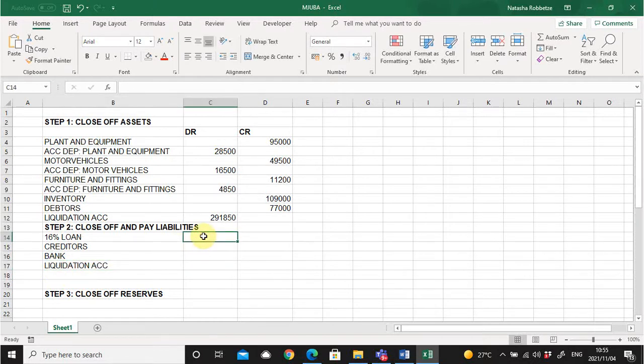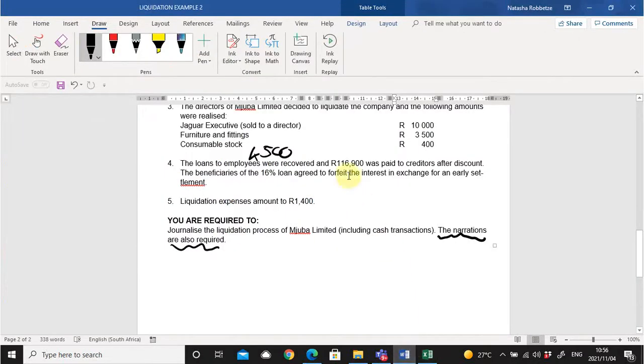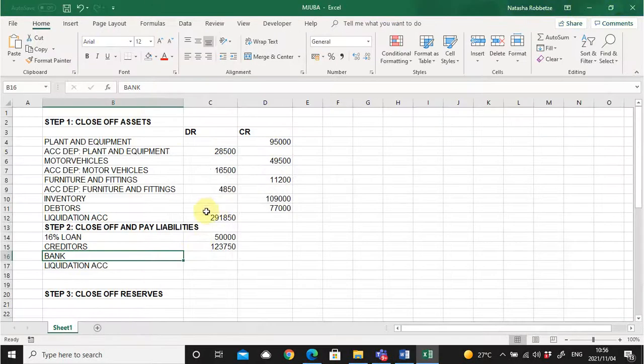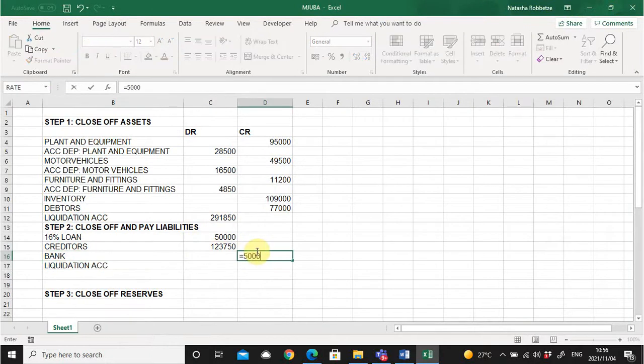All right, so the loan, I'm just looking at my question now, was a total of 50,000. The creditors in the balance sheet was a total of 123,750. Then for the bank account, what did we pay? If I go back to the question, we paid 116,900 to the creditors, and we paid the total loan without any interest, just the total capital of the long-term loan. So for my bank account, that would be the 50,000 of the long-term loan plus the amount that was paid to the creditors of 116,900.